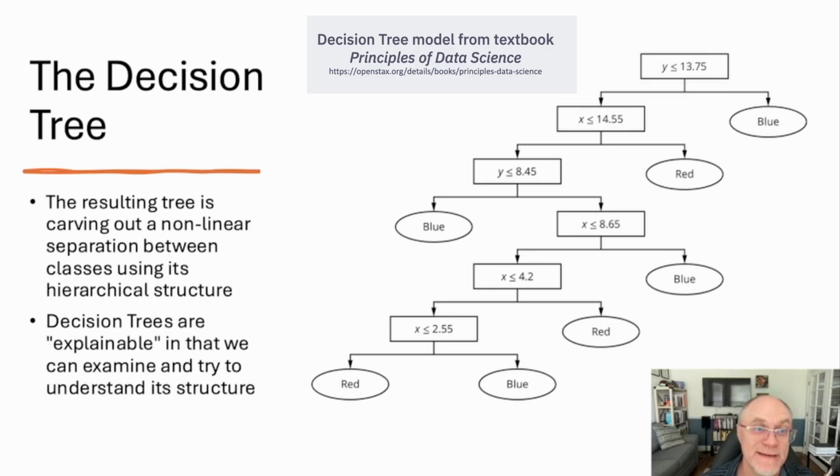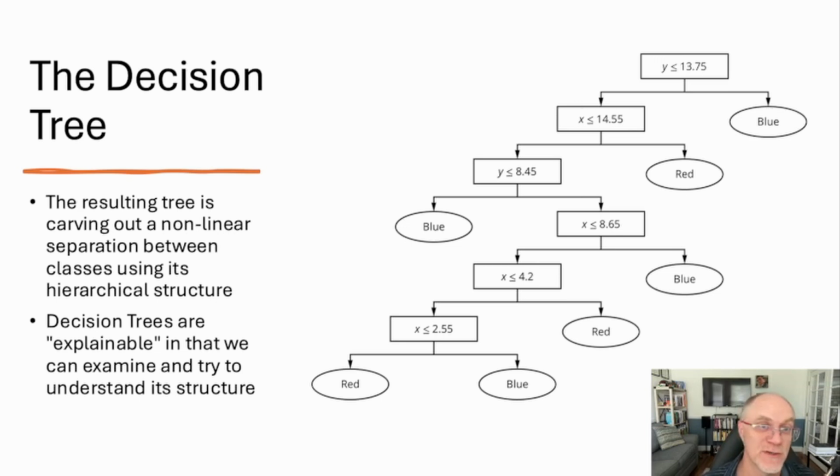Now, when I ran a decision tree using the scikit-learn library, this is actually the model that it created. You can see it's first separating based on the value of y, then it compares x. Already at that first branch point, it says everything that's less than the value of 13.75 on the y-axis, we already know is blue. But then there's a lot of other subcategories.